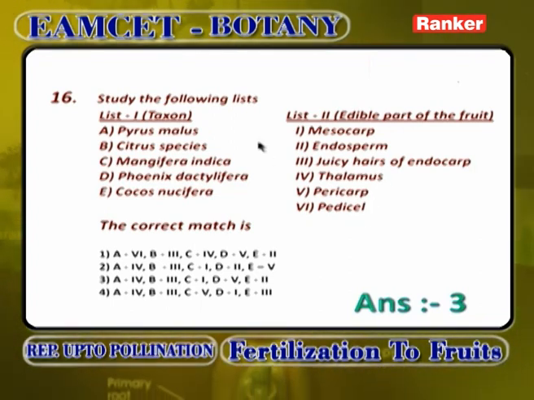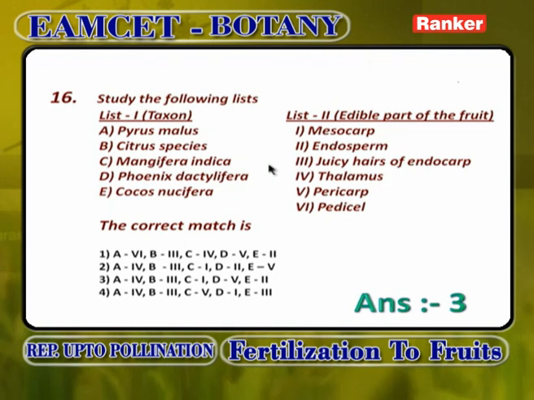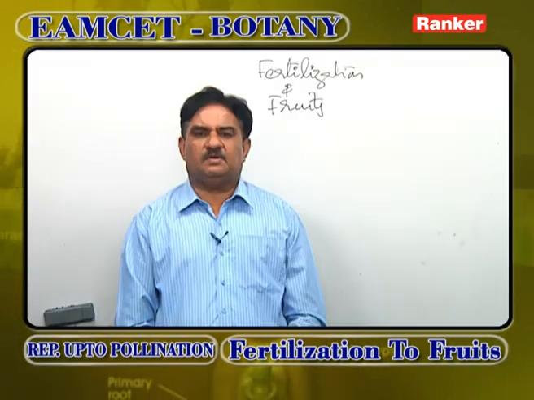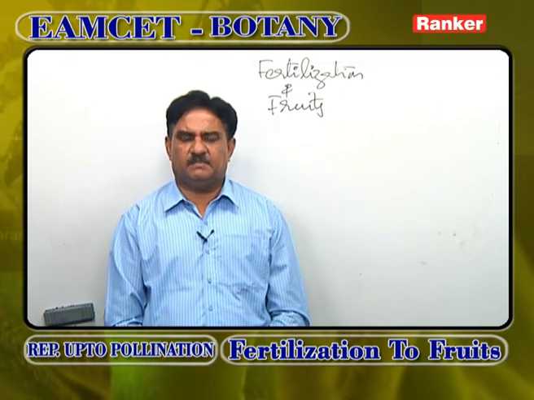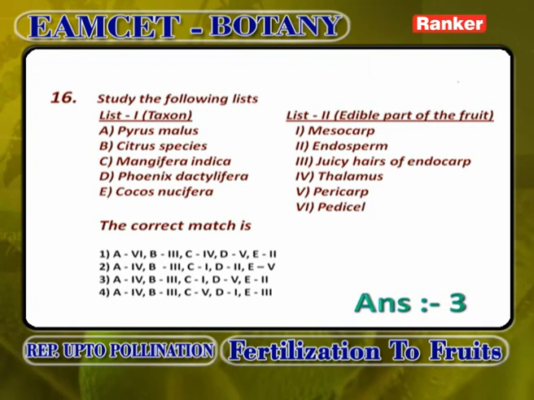Pyrus malus, thalamus. Pyrus malus is a false fruit where the thalamus is edible. Citrus species, juicy hair of endocarp. Citrus is a hesperidium. It develops from a multicarpellary, syncarpous, multilocular, superior ovary. The outer epicarp is green or yellow with oil glands. Middle mesocarp is white and papery. Inner endocarp is divided into chambers. Chambers enclose juicy hair. So what we eat in citrus is juicy hair.